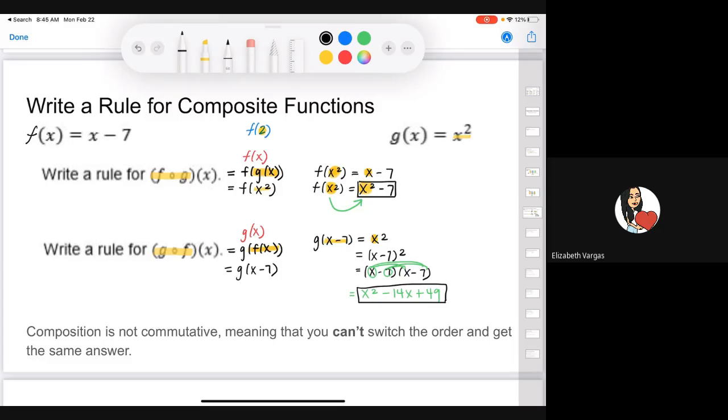Any questions about this? So you cannot switch the order and get the same answer. That's exactly what we see here. Okay. Okay, let's look at this a little further.